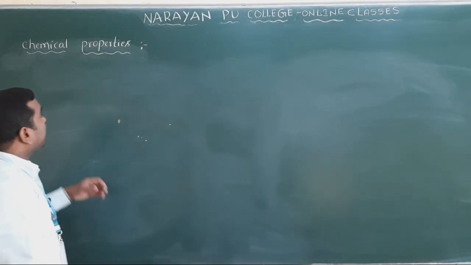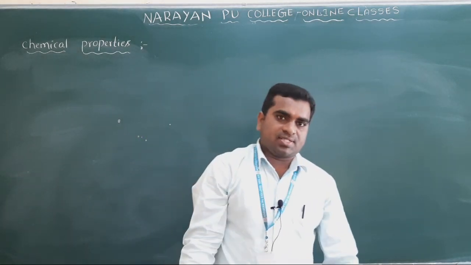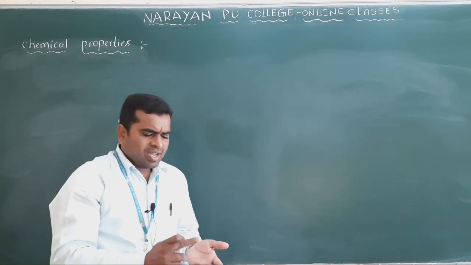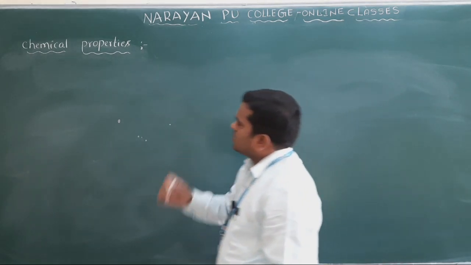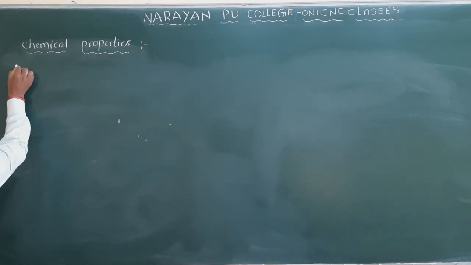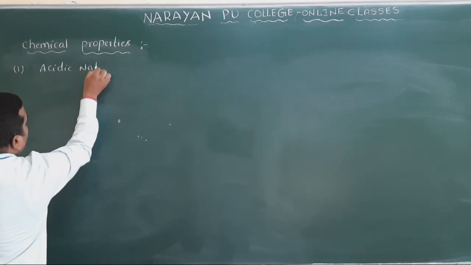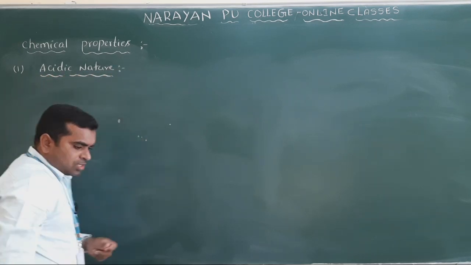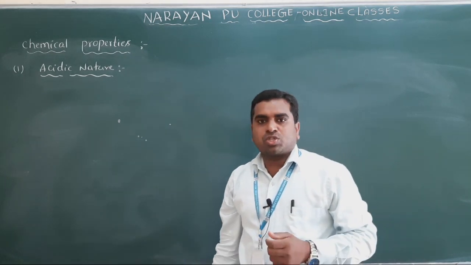Physical properties we have completed, and the next one is chemical properties. Clear? As usual, as we discussed in the previous ones also, first we discuss the preparations, structure, then physical properties, chemical properties, and uses. Clear? So chemical properties, the first one is acidic nature. Put the first heading acidic nature. Clear? So you know that nitric acid, HNO3, is a strong acid.